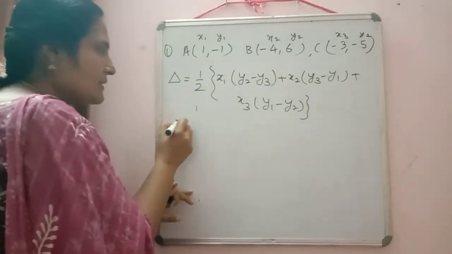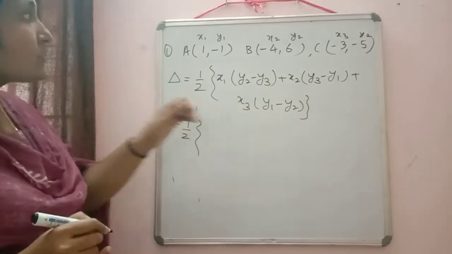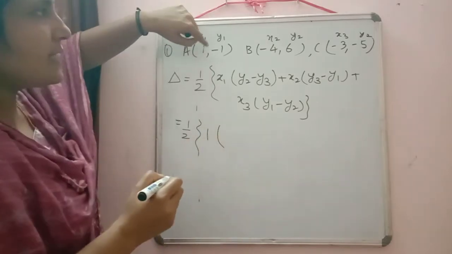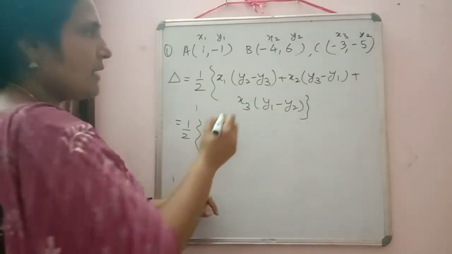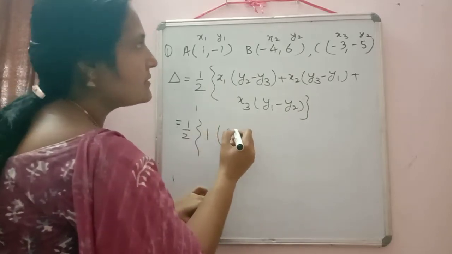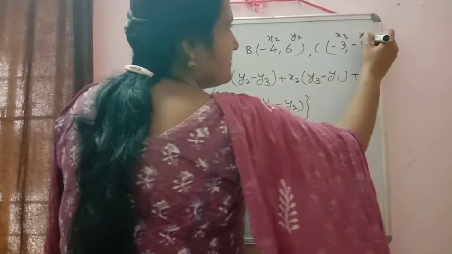Now we will substitute the values. Half into, in place of x1 what we have? 1. So 1 into, inside the bracket y2 minus y3. In place of y2 we have 6 minus y3.